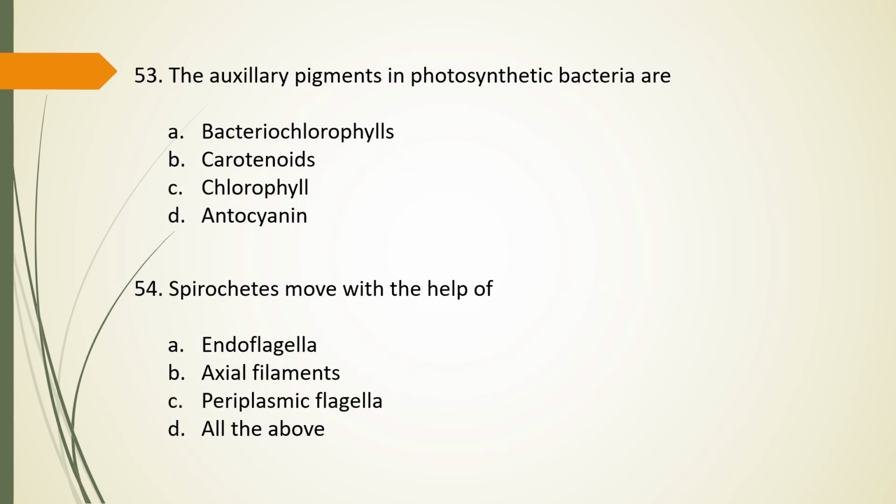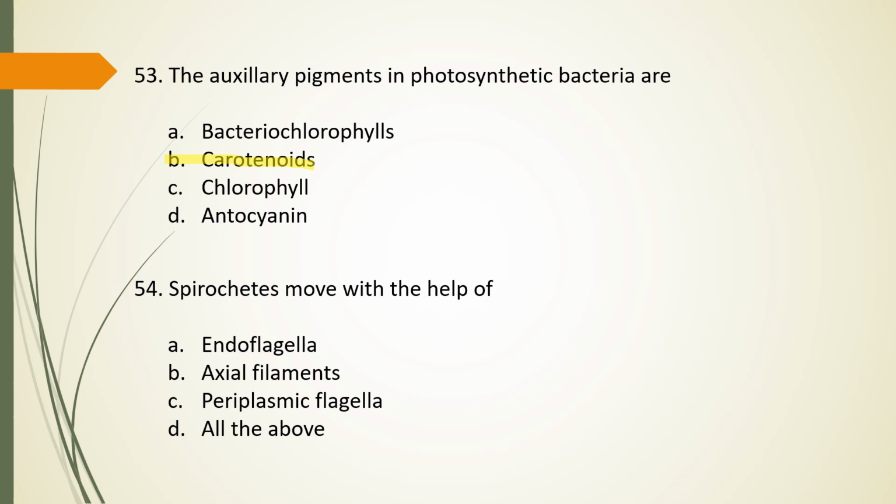Question number 53. The auxiliary pigments in photosynthetic bacteria are option A, bacteriochlorophyll, B, carotenoid, C, chlorophyll, D, anthocyanin. The correct answer is option B, carotenoid. Carotenoids are a class of naturally occurring pigments and they are responsible for the orange, yellow and red colors. They have many biological functions including photosynthesis and photoprotection.